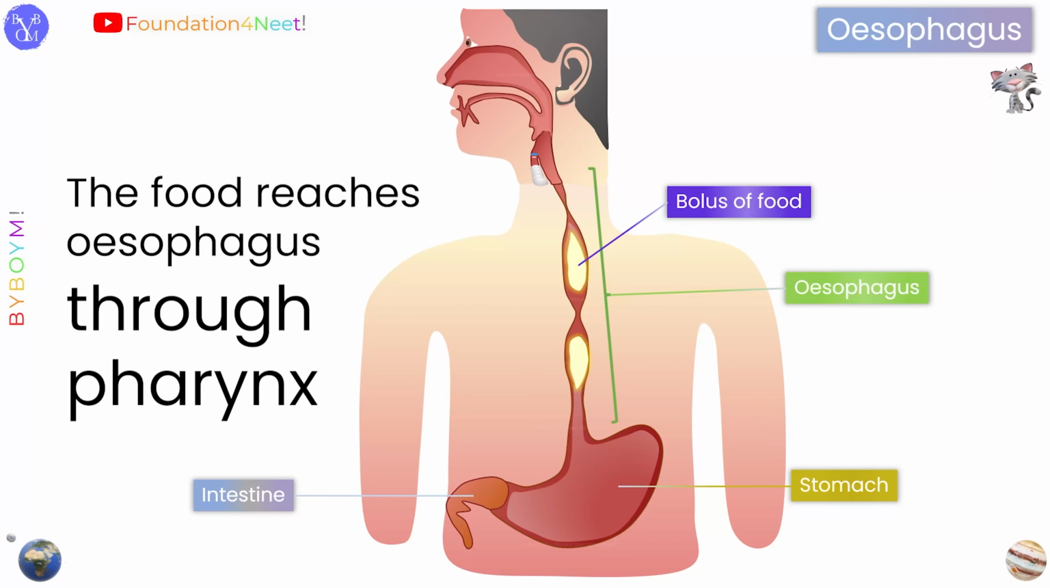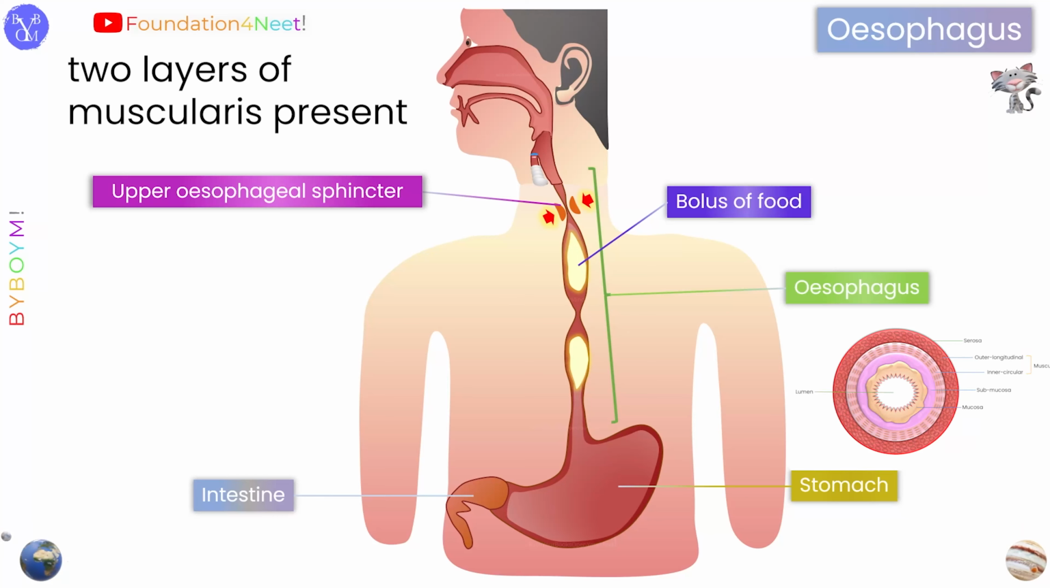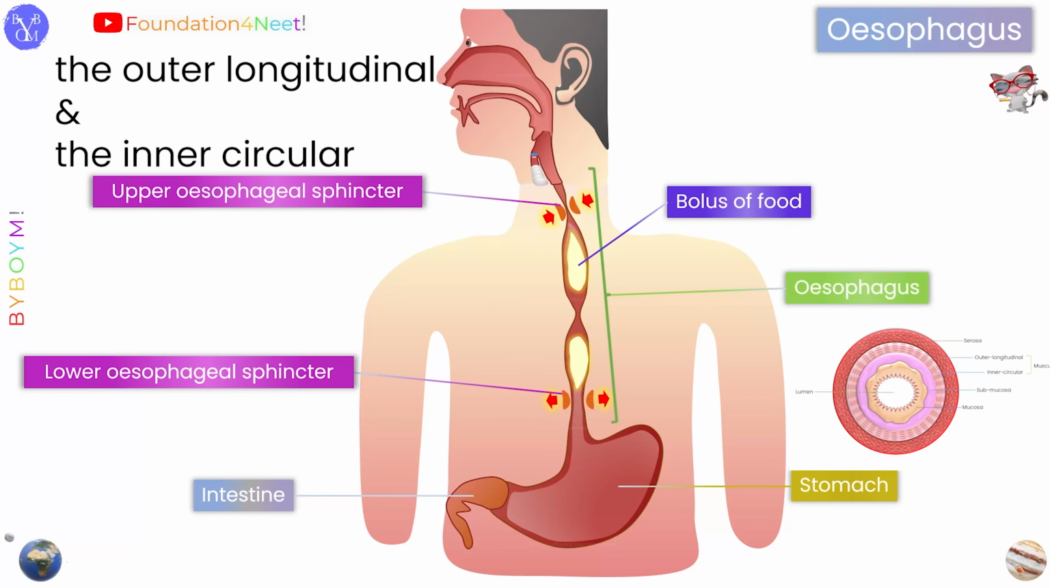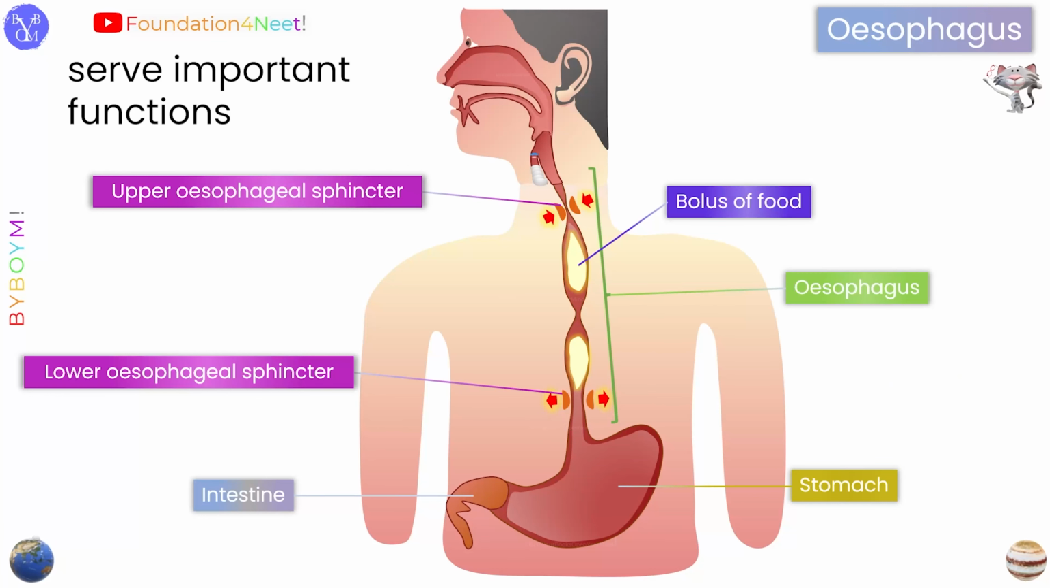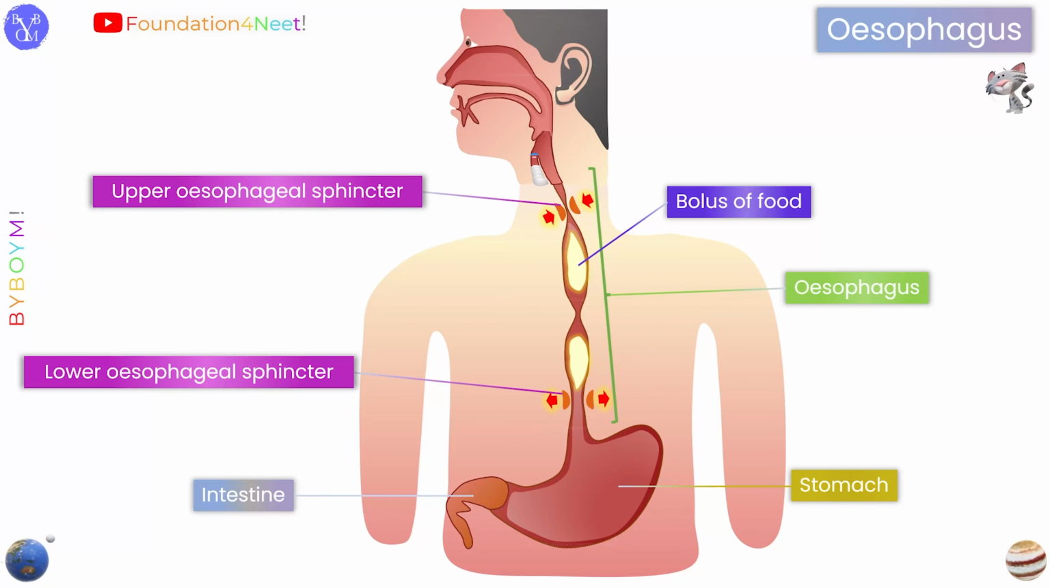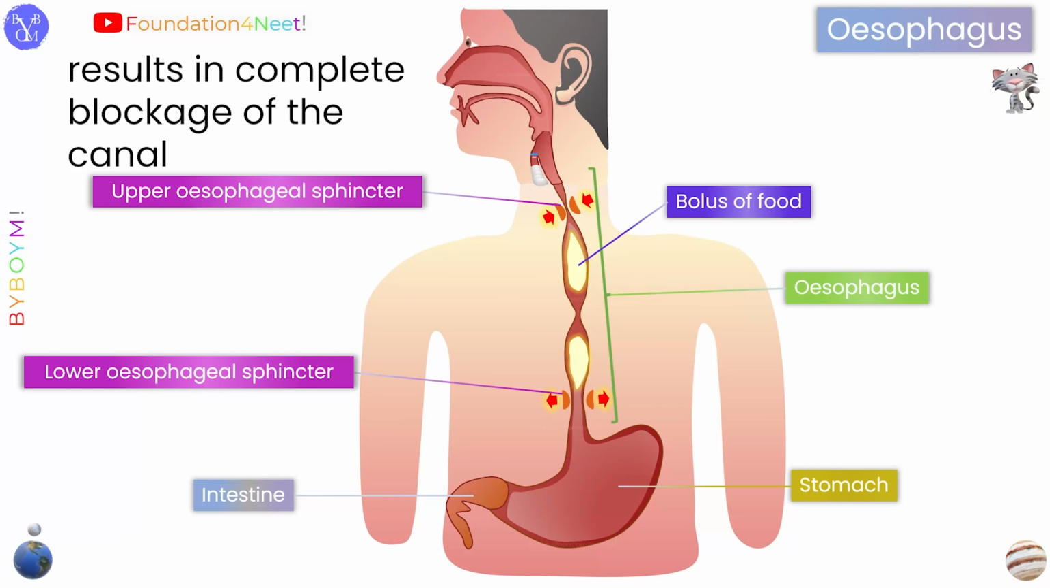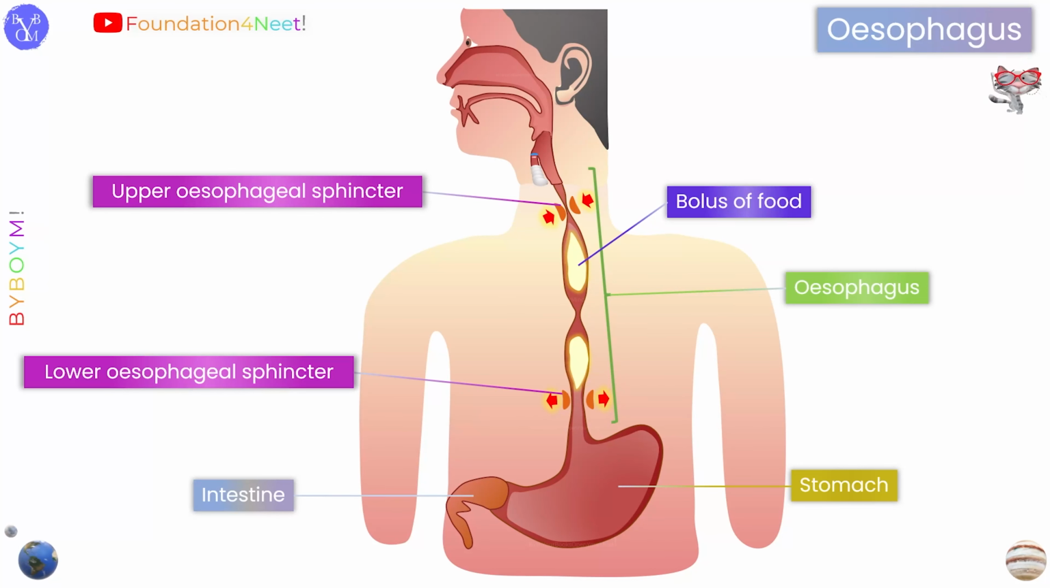We saw in histology of alimentary canal that there are two layers of muscularis present in the esophagus, the outer longitudinal and the inner circular muscularis layer. Together, they serve very important functions. There are points in the alimentary canal where the constriction of muscles results in the complete blockage of the canal. Two such points are present in the esophagus, the upper esophageal sphincter and the lower esophageal sphincter.